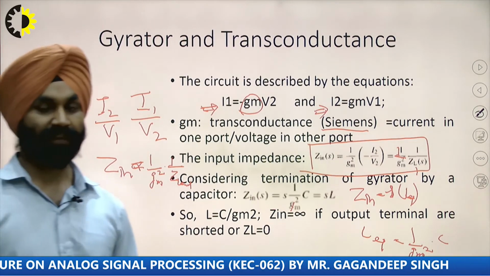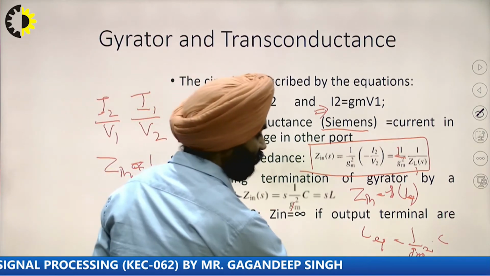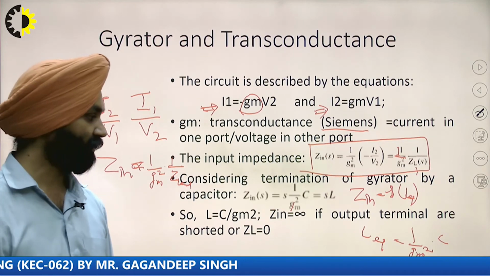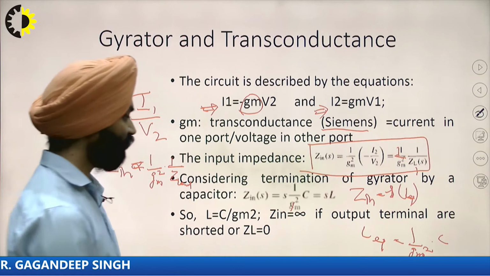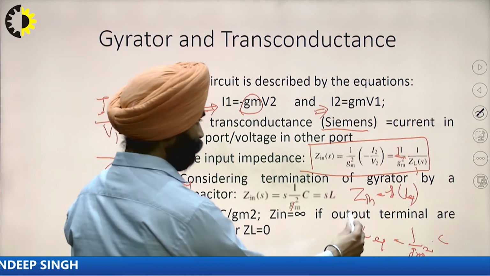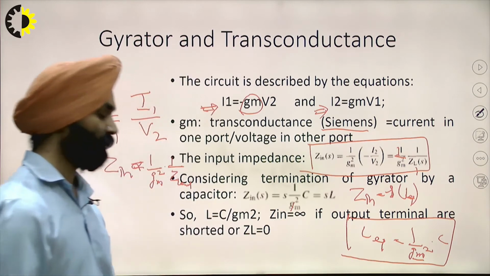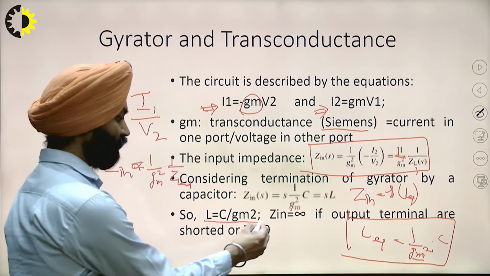These are almost the same equations as the gyrator, but here we are using transconductors. We are using the transconductors. So L equivalent can be taken as this equation, where L is equal to this thing.